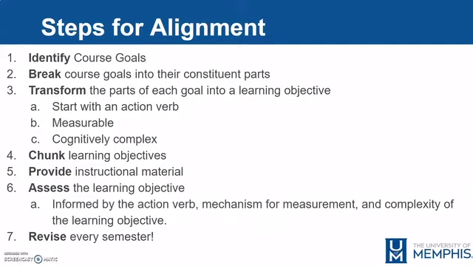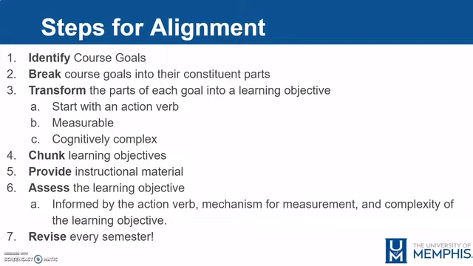To make sure your course is properly aligned, we can break the alignment process down into 7 steps. First, identify course goals. Often, these are provided by the department and are important for students to attain as they prepare them for the next step on their learning pathway. Step 2, break course goals into their constituent parts.